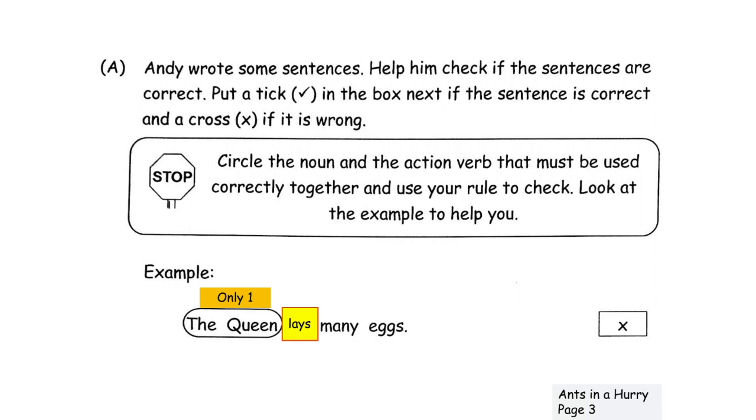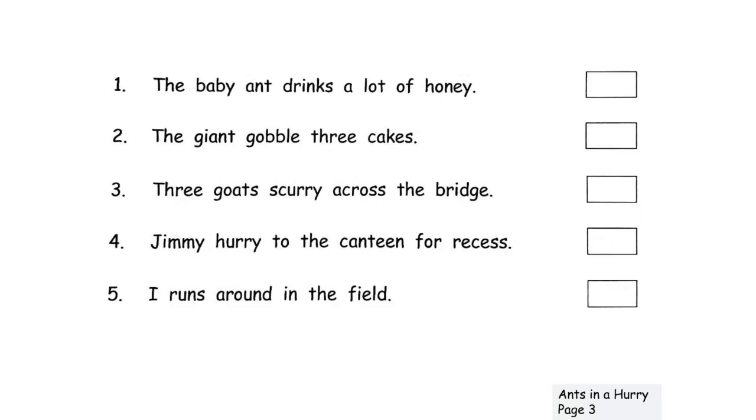The baby ant drinks a lot of honey. My subject is the baby ant, and my verb is drinks. The baby ant, there is only one. Since there is only one, I need an S at the end of my verb. Since this has an S at the end of the verb drinks, I put a tick.